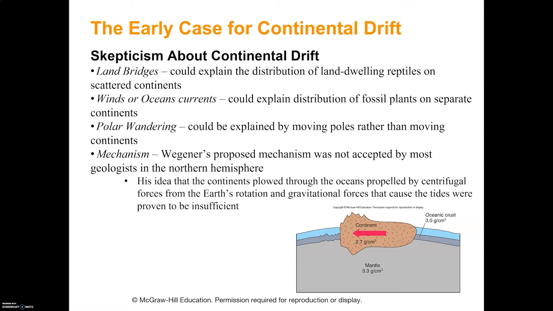His idea was that the continents were just plowing through the ocean floor, that they only moved and were just kind of plowing along. But if that was the case, there should have been evidence on the seafloor of these continents. Think of a bulldozer plowing through the oceanic crust. So that was a big issue, and so he had a lot of pieces to the puzzle, so to speak, but he couldn't explain how it was moving, and so that was a major problem.